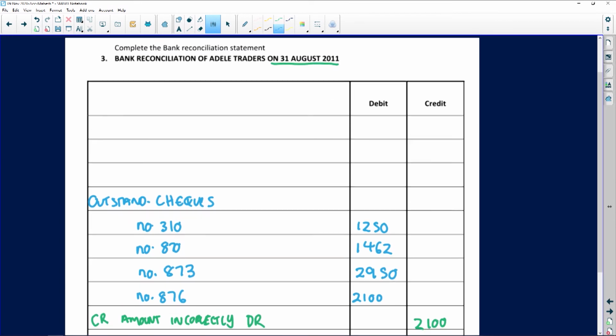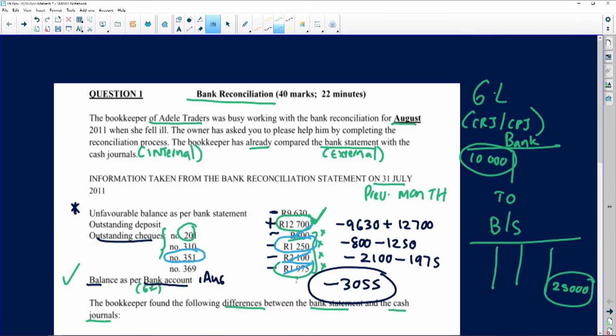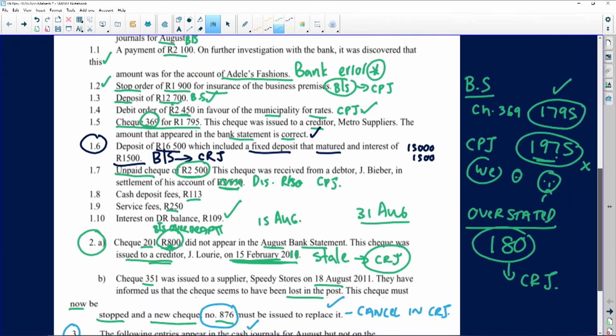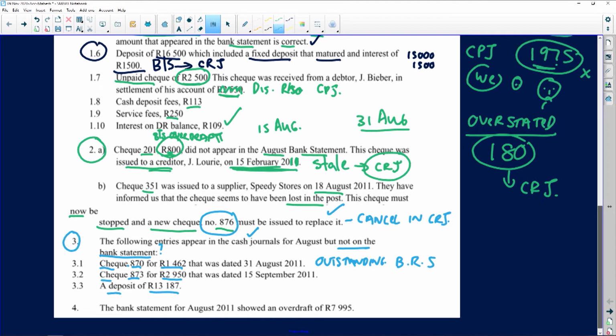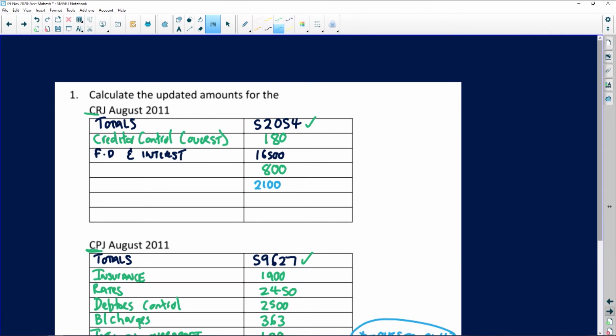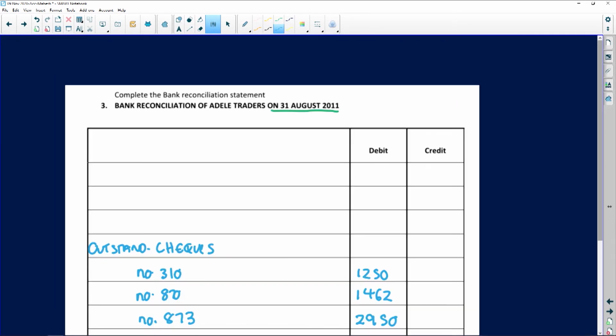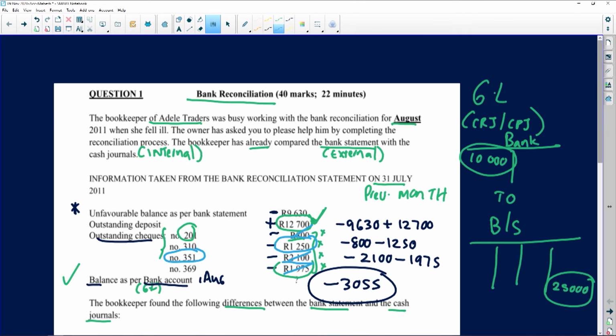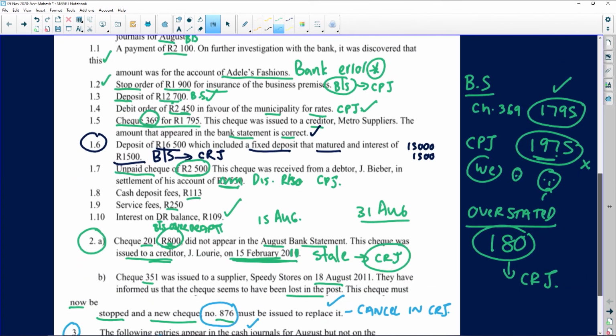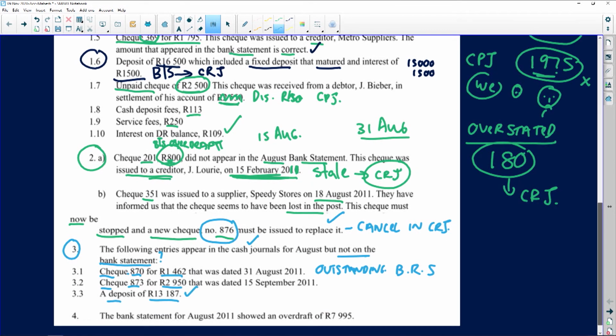Let's now go back. We've got an outstanding deposit, and that outstanding deposit was for an amount of 13,187. So let's fill that in quickly. Outstanding deposit, one line above. And remember, outstanding deposits will go on the credit side of your bank reconciliation statement, and that amount is 13,187. Let's just quickly double check that. Yeah, it was 13,187.